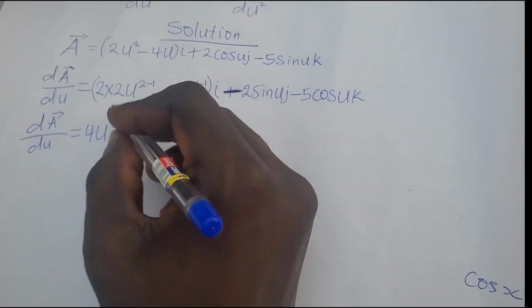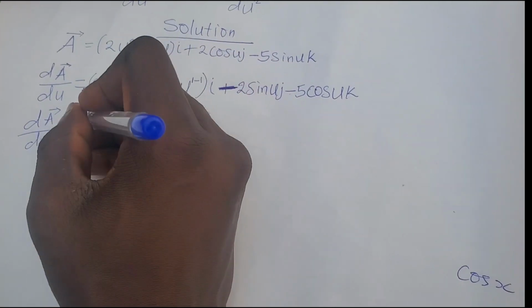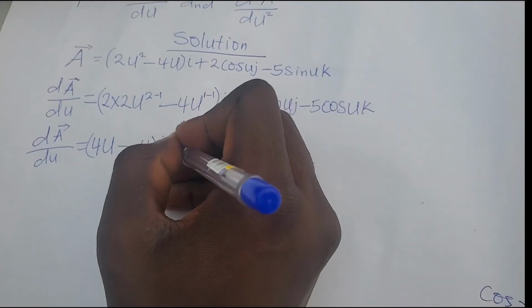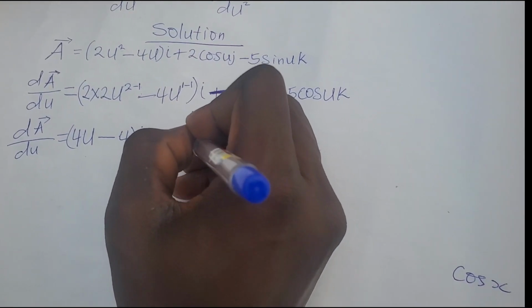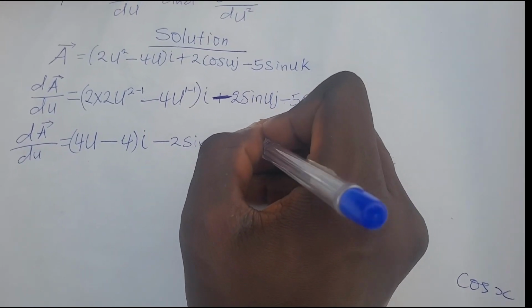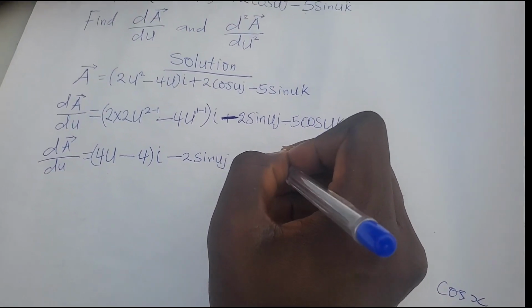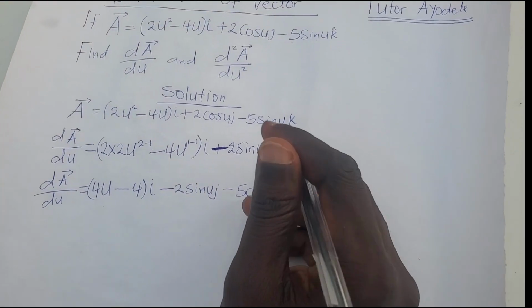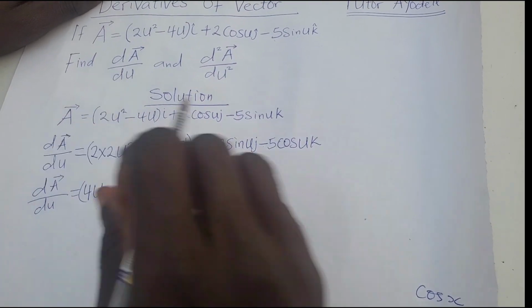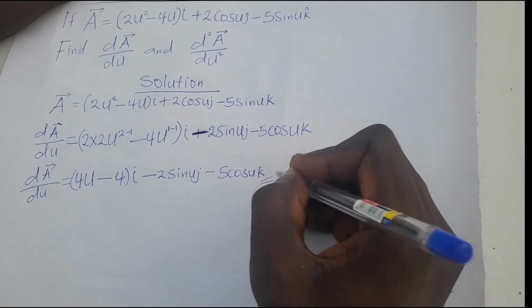Mind you that everything, they are all into what? I. Yeah. So this will be I. Already we have solved this. It will be minus 2 sine uj minus 5 cos uk. So that is our final answer for this, for the first derivative. That is the final answer.